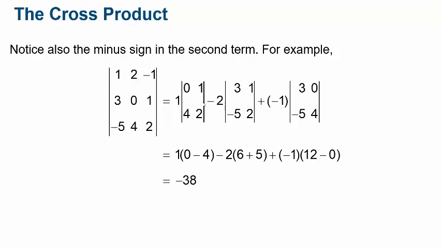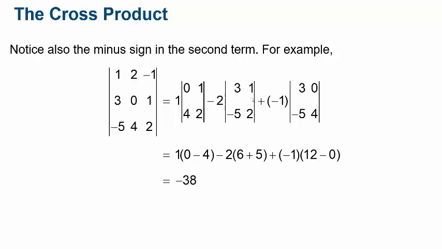Then I go minus, because it's the second part, minus 2. I'm going to cover up the row and the column, and I'm left with 3, 1, -5, 2. So I need to find the determinant of that. Then I go plus my minus 1, covering up this, and I have this little 2 by 2 matrix, 3, 0, -5, 4 left. So then I find the determinant of this, which ends up being 0 minus 4.